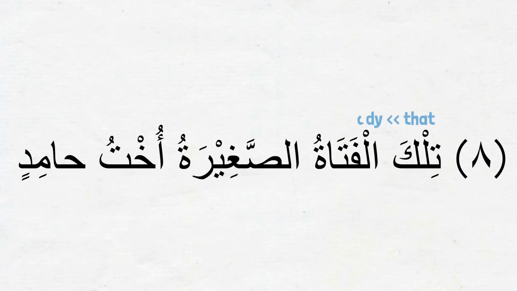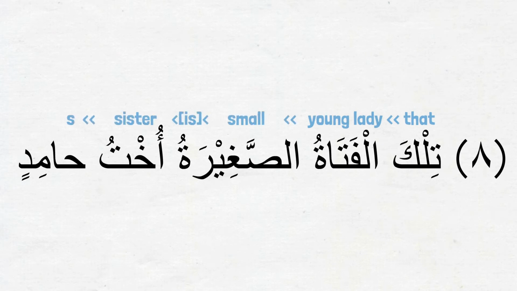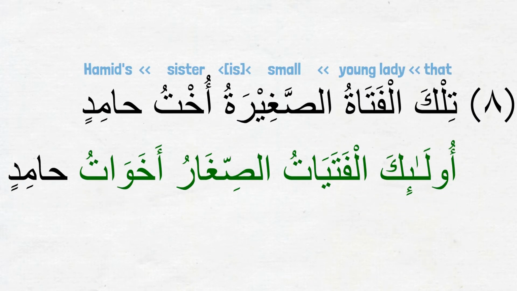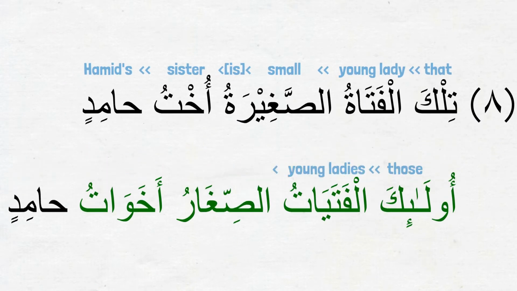Sentence 8 تلك الفتاة الصغيرة أخت حامد. That small young lady is Hamid's sister. Now the plural version is أولئك الفتيات الصغار أخوات حامد. Those small young ladies are Hamid's sisters.